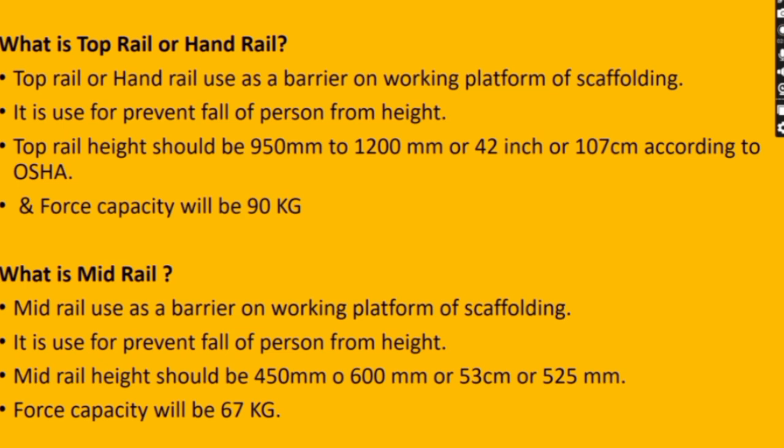What is mid-rail? Mid-rail is used as a barrier on the working platform of a scaffolding. It is used to prevent a person from falling from height. Mid-rail height should be 450 mm to 600 mm or 53 centimeter or 525 mm. Force capacity will be 67 kg.